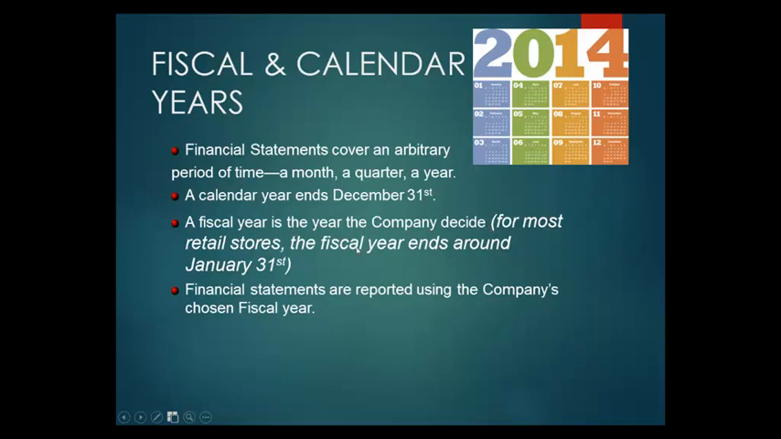For retail stores, the fiscal year ends around January 31st. Why is that? Because January is a key month in the year, and December 31st isn't an accurate reflection of the end of the year. There are many returns in January, and they consider January to be part of the previous year. Financial statements are reported using the company's chosen fiscal year.